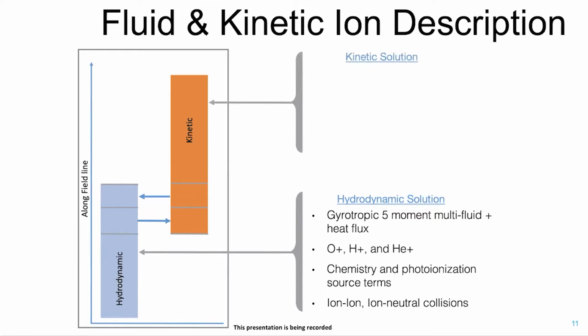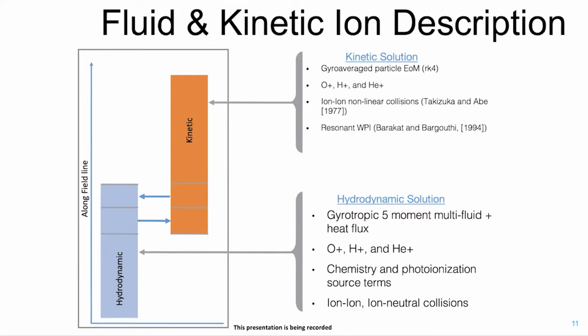For the kinetic solution at high altitude, instead of fluid equations, we're solving the gyro-averaged particle equation of motion. For each fluid population, we have a corresponding ion particle population. We also include the collisional coupling between the different species using the Monte Carlo approach, and also include resonant wave-particle interactions. Here I'm showing relations from Barakat and Barghouthi, but we have some other ones that we're using as well, including one I'll use a little later from Crew et al.